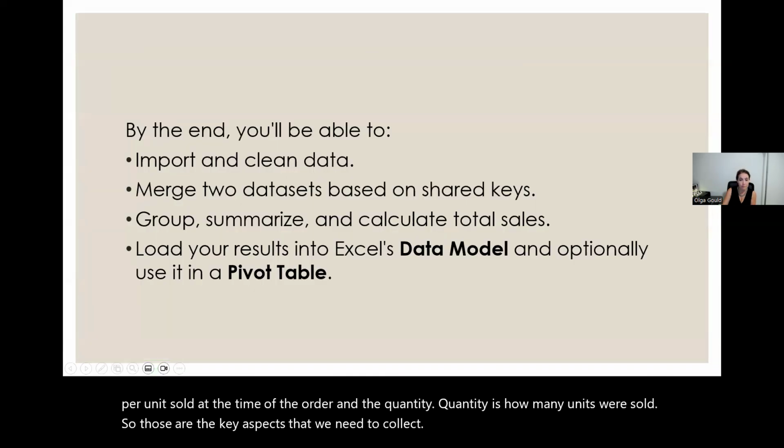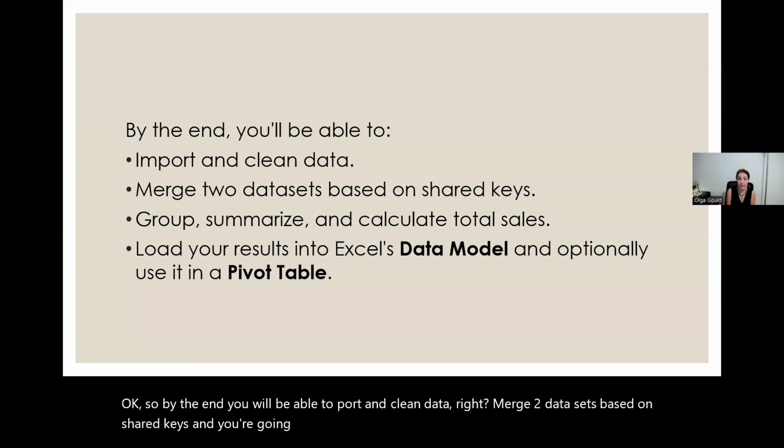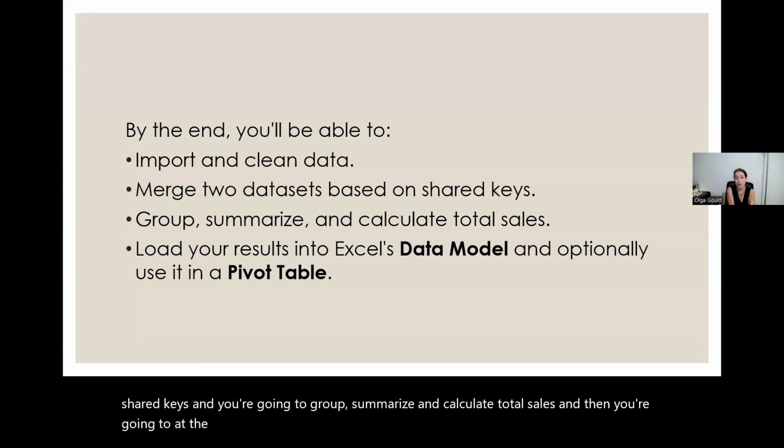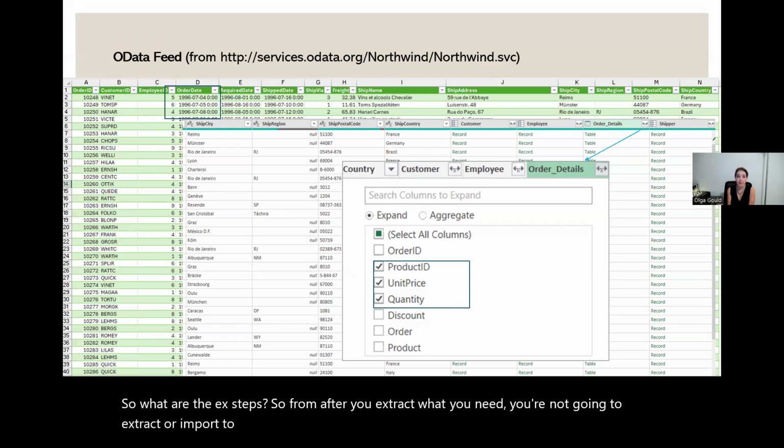By the end, you will be able to import and clean data, merge two data sets based on shared keys, and group, summarize, and calculate total sales. And then, at the end, you're going to load your results into the Excel data model and optionally use it in a pivot table. So what are the steps? After you extract what you need, you're not going to import everything into Excel. You'll only use what is required.